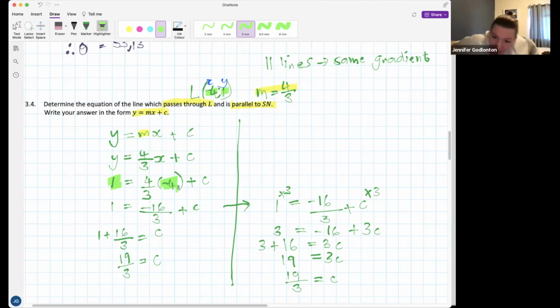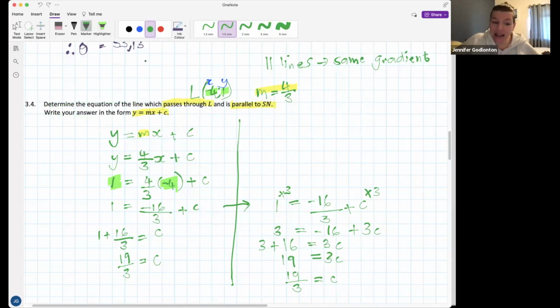We actually haven't fully answered this question yet. Can someone tell me what we have to do to get our last mark? Because we would have gotten most of our marks at this point, but we haven't gotten our final mark for this question. Yes, glorious. Thank you, Layla. It said very clearly that it wants us to write our answer in the form of y equals mx plus c, which means we need to do that.